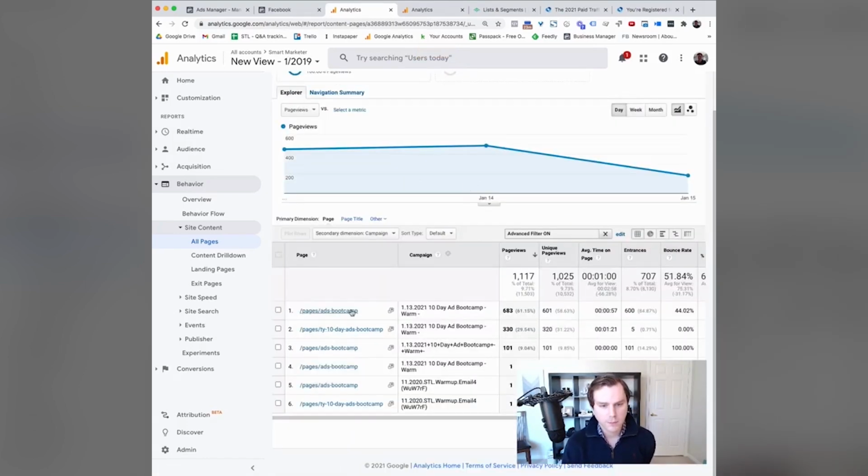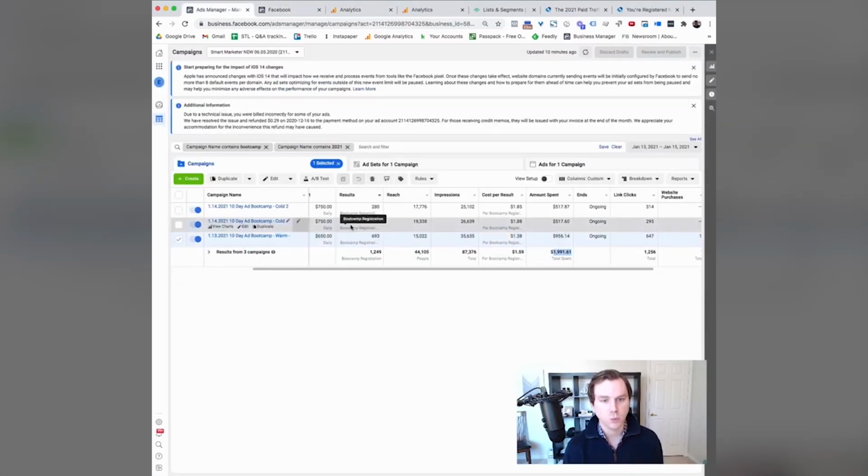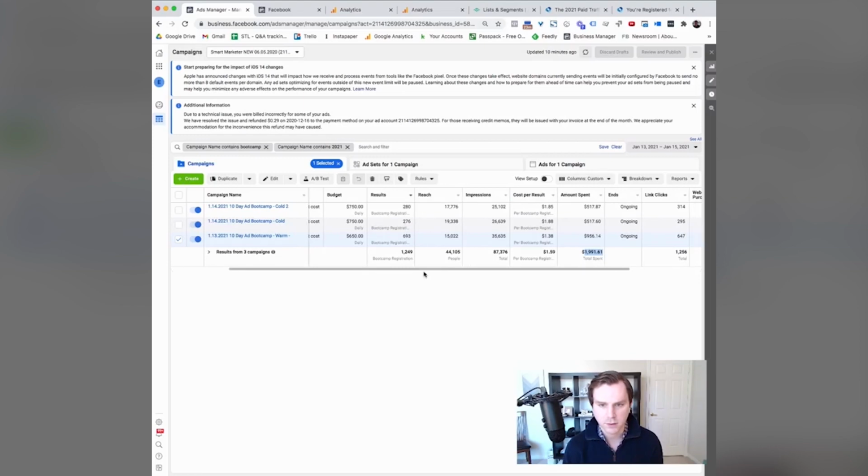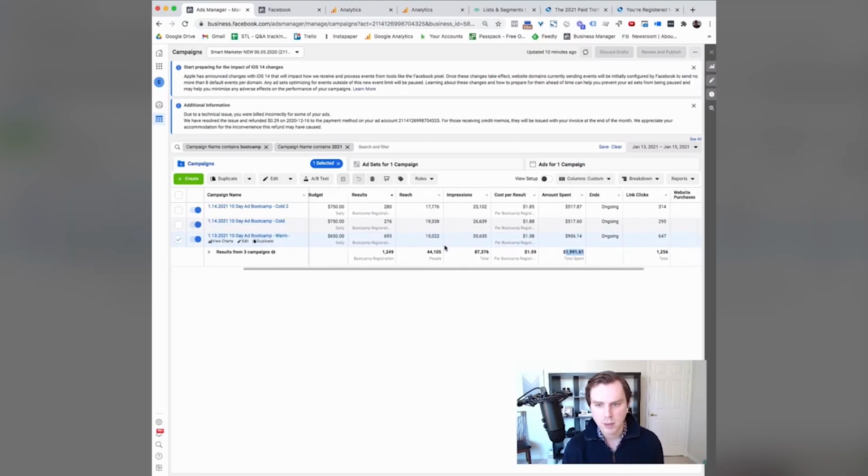But so warm, there were 705 visits, it looks like, to the opt-in page, and 320 people actually opted in. So 320 out of 705, so 45% opt-in rate. That's pretty good. And we can go and say, all right, the spend on warm traffic specifically for this campaign's lifetime has been $956.